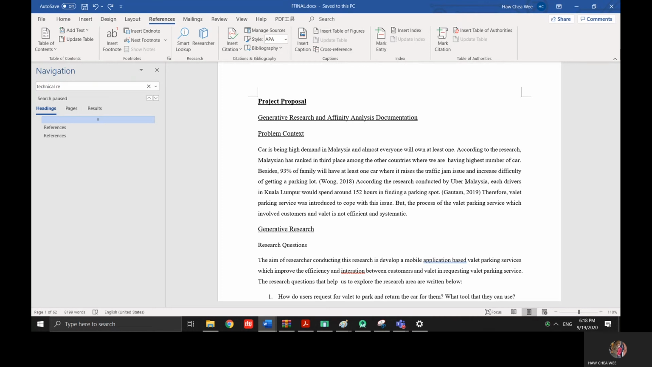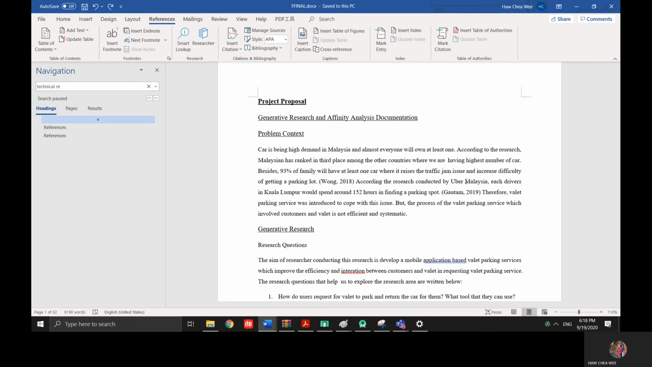Car to afford to buy a car at least one. According to the research, Malaysia is placed in third place among the other countries having the highest number of cars. And according to research conducted by Uber Malaysia, each driver in KL will spend around 152 hours finding a parking spot.